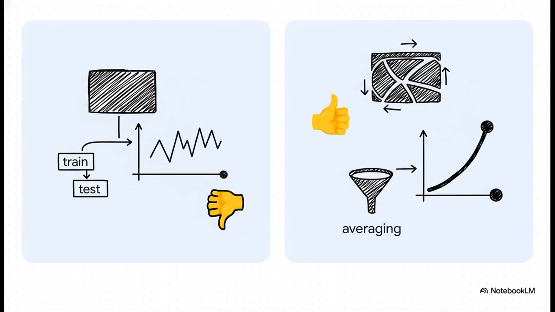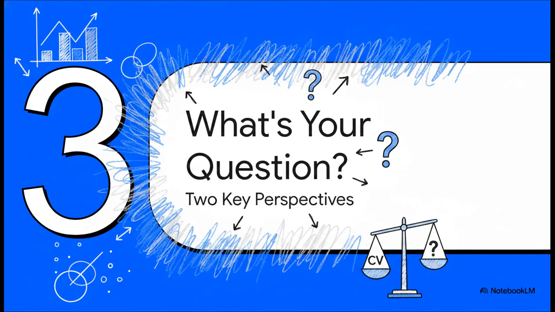Cross-validation, however, is a different story. It is mostly consistent. By averaging the results from all those different splits, it kind of smooths out the randomness and gives you a much more stable picture of the algorithm's true performance. Okay, so it sounds like cross-validation is the clear winner. Case closed, right? Well, not so fast.